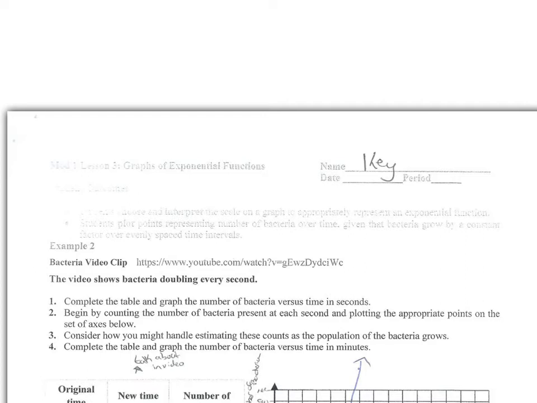It says students should be, at the end of today, able to choose and interpret a scale on a graph to approximately represent an exponential function, plot points representing the number of bacteria over time, given that bacteria grow by a constant factor over evenly spaced time intervals.